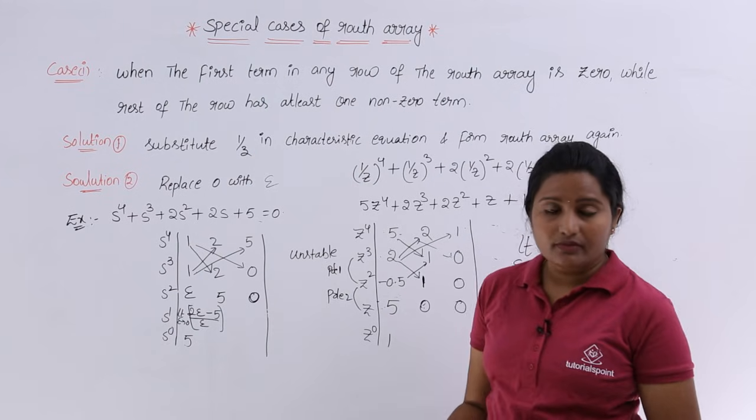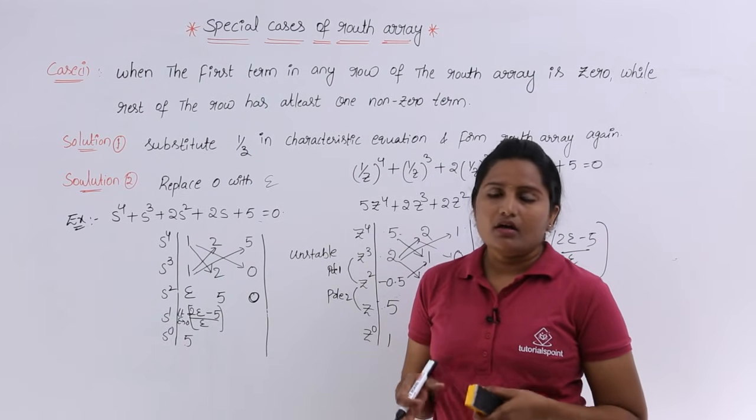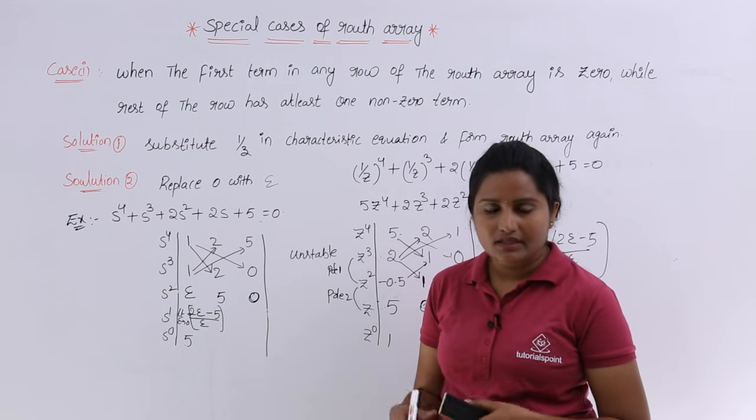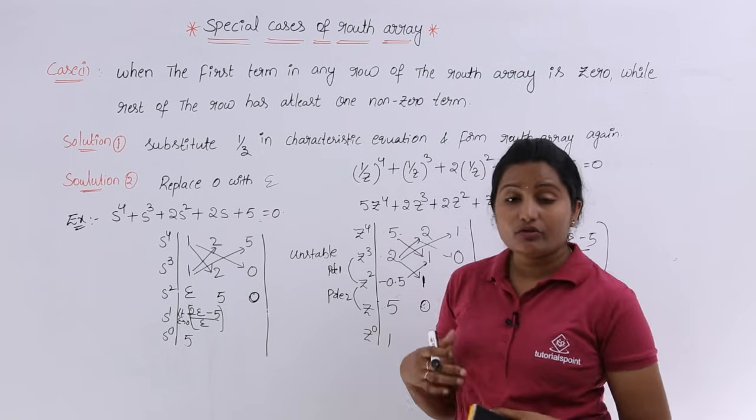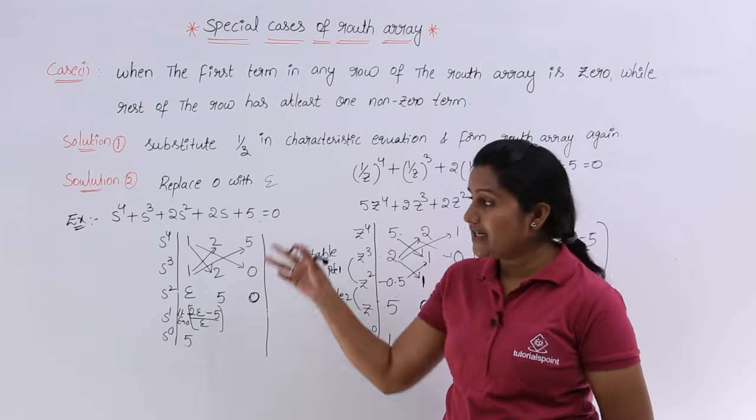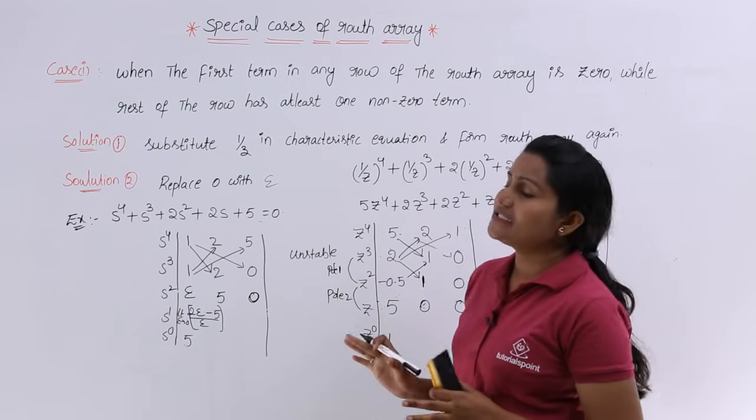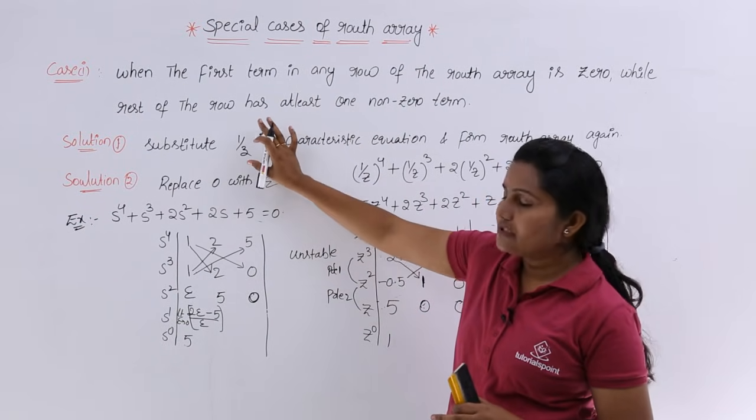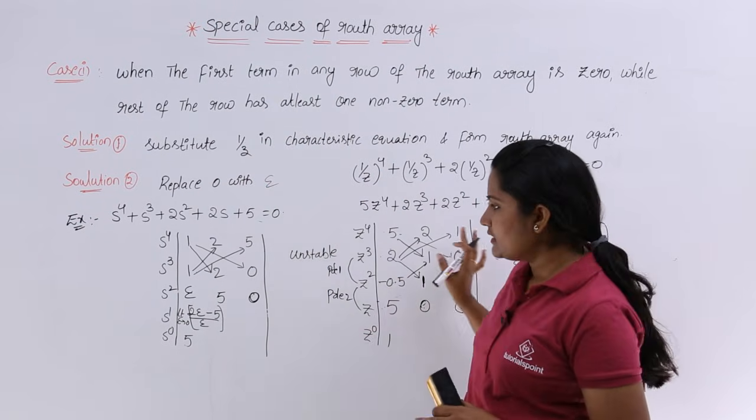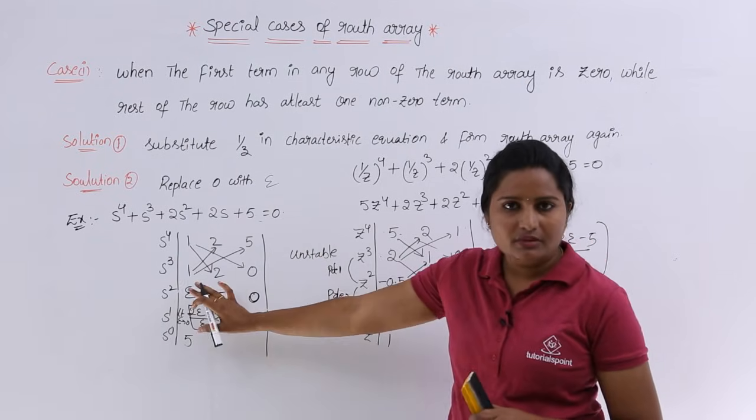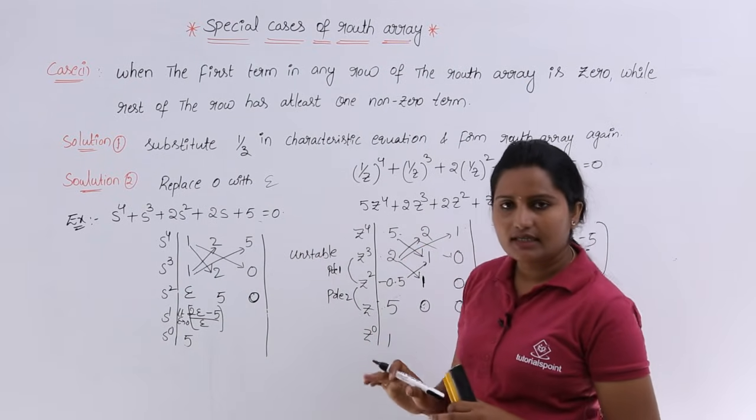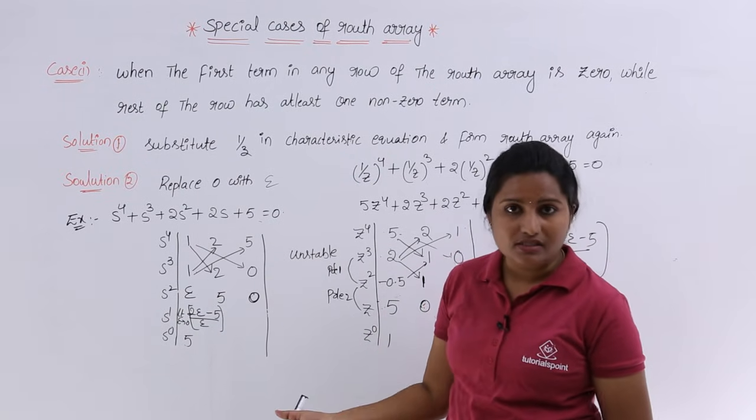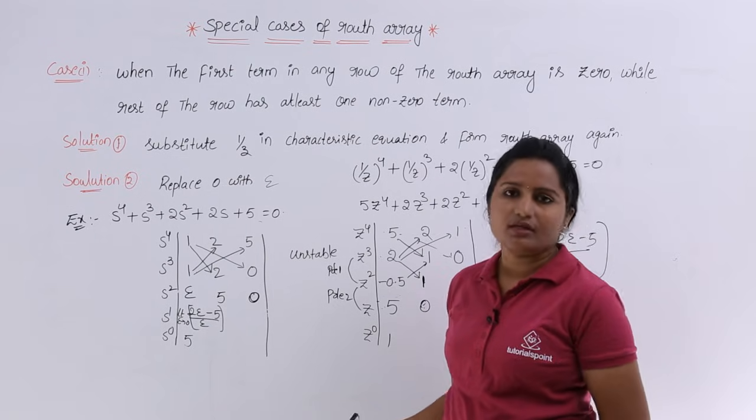In the next problems we are going to solve different difficulties related to case 1 in the next few classes. There you are going to clarify some more doubts related to this process. So for special cases of Routh array, we have 2 special cases. For one of them, the 2 solutions are these: substitution of sigma, and substitution of 1 by z in the characteristic equation. This is the more accurate process I think, and this is the shortcut process. Whichever you want, you can use.